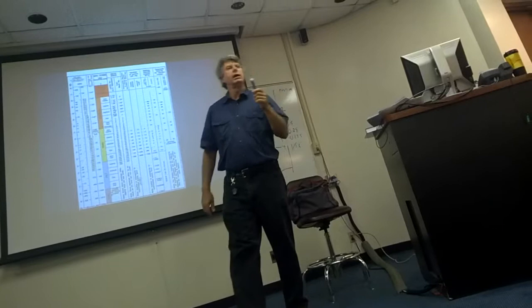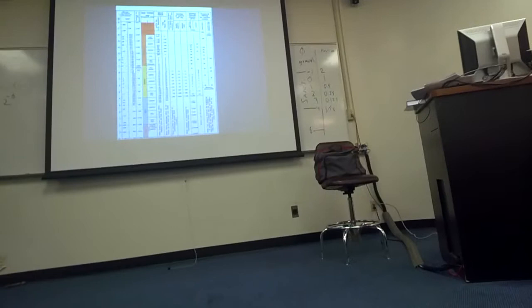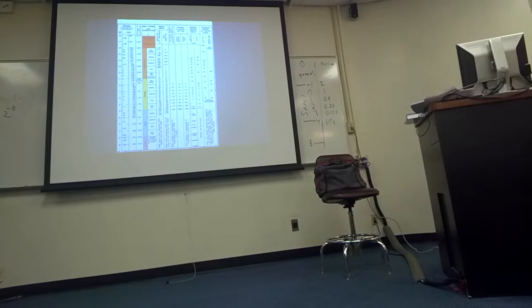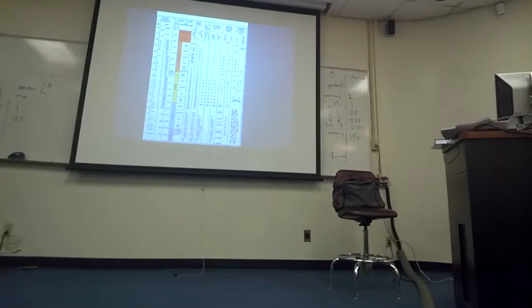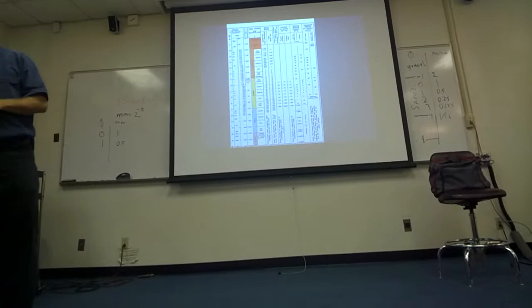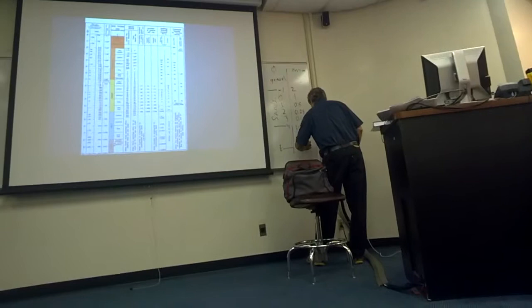So if 4 phi is 1/16 of a millimeter, what's 5 phi? 1/32 of a millimeter. What's 6 phi? 1/64. What's 7 phi? 1/128. What's 8 phi? 1/256 of a millimeter, which works out to be about 0.064 millimeters, or 64 microns.